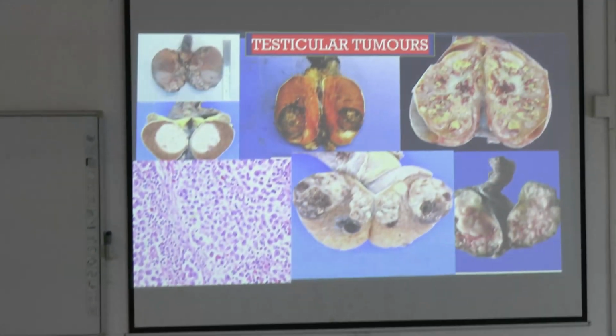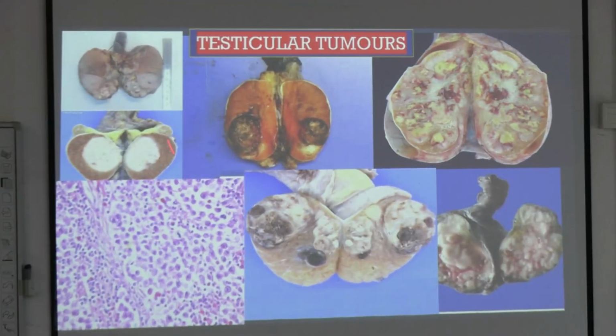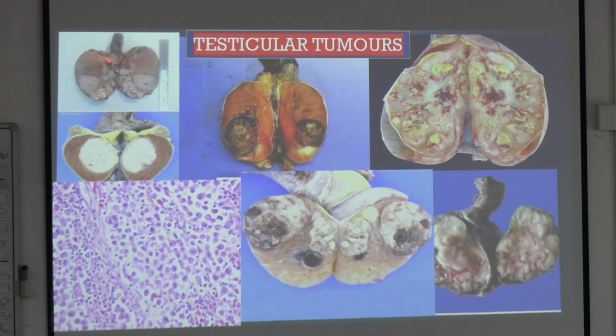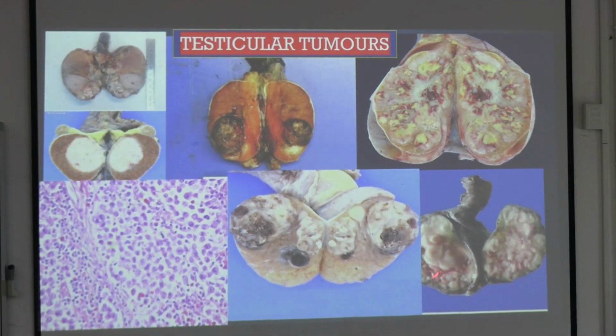Now testicular tumor. So many kinds of tumors are there. This is the testis. Some are totally effaced, some are localized, some show hemorrhage and necrosis, some have a variegated appearance. So there are various types of testicular tumor with various presentations. The microscopy of the common one is the seminoma, and this is the microscopy you can see. For your exam purpose, only one thing is very important: seminoma of testis. You have to answer all the questions related to seminoma.